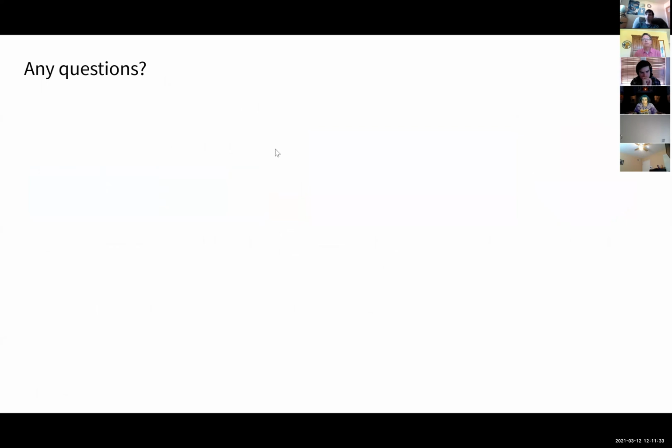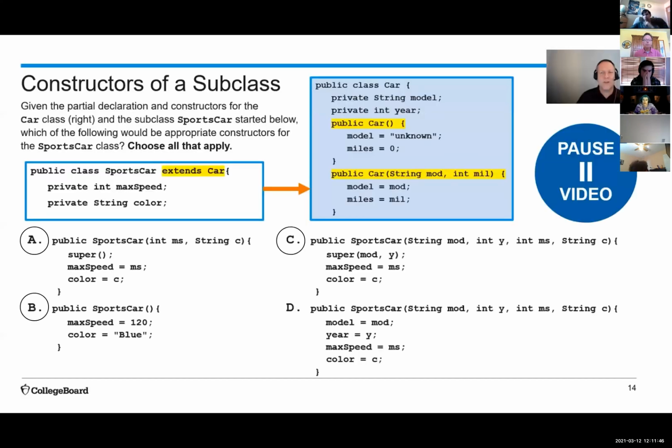Okay, any questions on this? I understand it's probably kind of scary, but we'll do some practice. Yeah. So can you go back a slide to see? So it says super mod Y, but it also asks for that in the constructor. So right. So when you call a sports car and you send it a model, a year, a max speed, and a string, it'll execute this one, and it first calls the parent with model and year, and then it sets its own local variables.